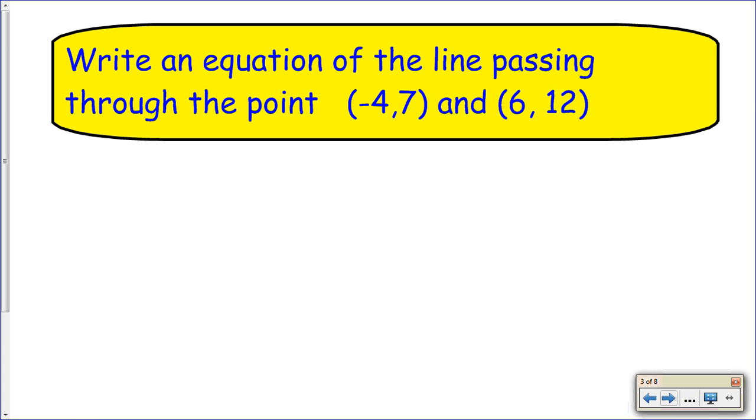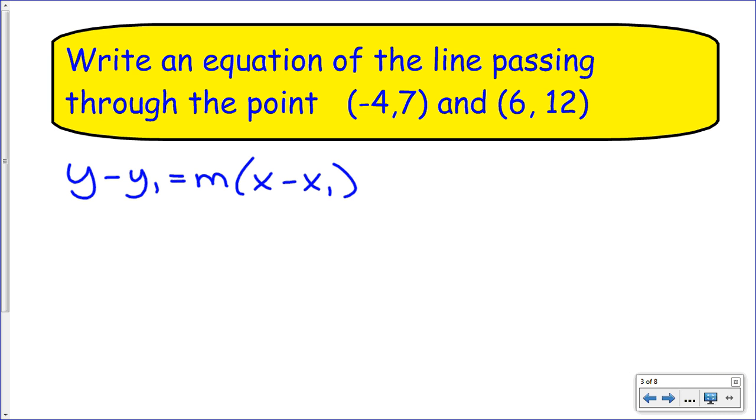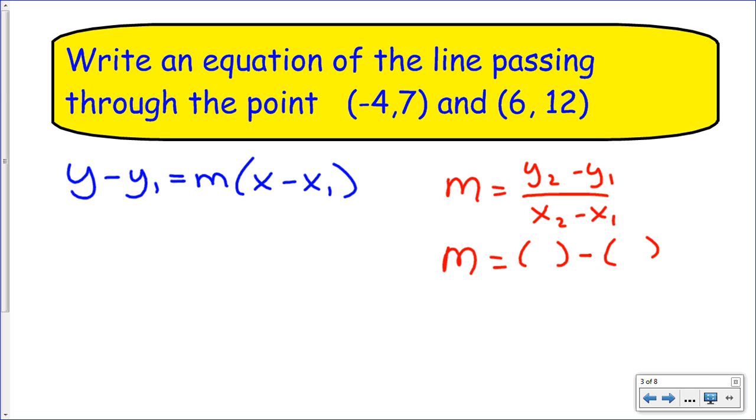Now, write an equation of a line passing through the points negative 4, 7, and 6, 12. Well, in order to do point slope form, y minus y1 equals m times x minus x1, we have to have a slope. And this doesn't give us slope. But if you're given 2 points, you can actually find what slope is. And you're going to use that form we just said on the first page, y2 minus y1 over x2 minus x1.